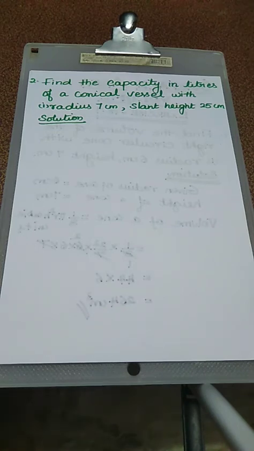That's all. Second problem. Find the capacity in liters of a conical vessel with radius 7 centimeter, slant height 25 centimeter. Here radius of a cone is given, slant height of a cone is given. We are going to calculate the capacity. Capacity means volume. So what is the formula for volume? Volume is equal to 1 by 3 pi r square h. So we need an h value. So using l square equal to r square plus h square formula, we calculate the h value. Then we have to calculate volume of a cone.